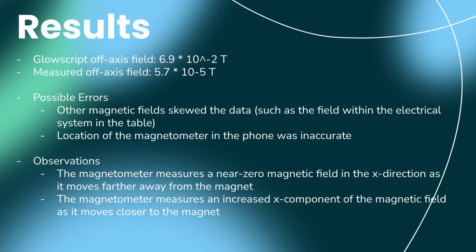Then our observations was that the magnetometer measures a near zero magnetic field in the x direction as it moves farther away from the magnet, and then vice versa, the magnetometer measures an increased x component of the magnetic field as it moves closer to the magnet.